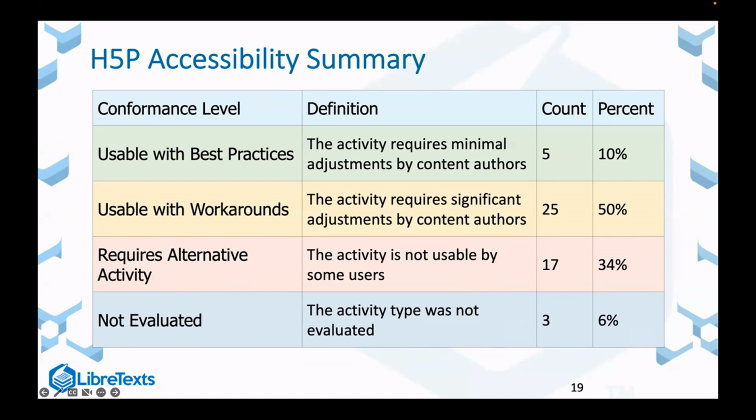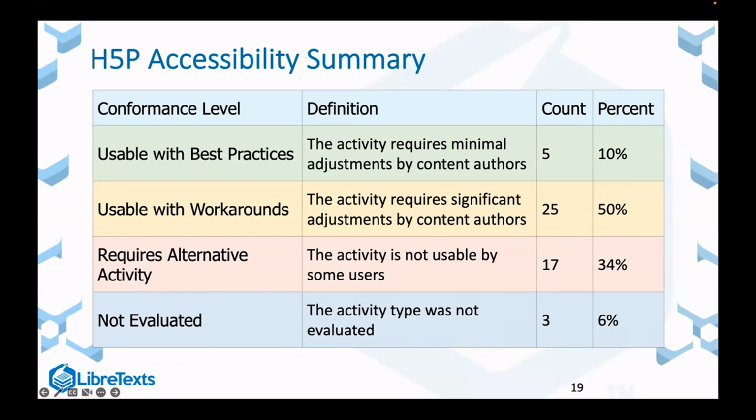Rather than partially supports, we were able to rate some of the activities as usable with workarounds. And then similar to does not support, we rated some of the H5P activities requires alternative activity. And then there were a few that were not evaluated because of the type of activity and the functionality. So I believe one example is QR codes and what was built into that particular H5P activity.